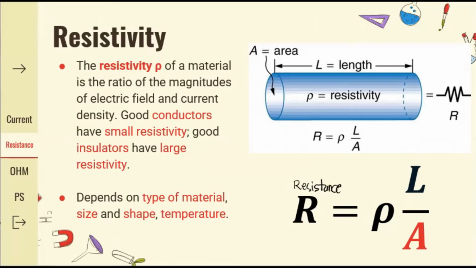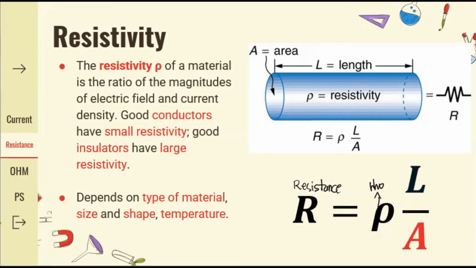Rho here, read as Rho, is the resistivity of a material and the ratio of the magnitudes of electric field and current density. As we know, good conductors have a small resistivity and good insulators have large resistivity. So we have different values of resistivity depending on which material we are using on a circuit.